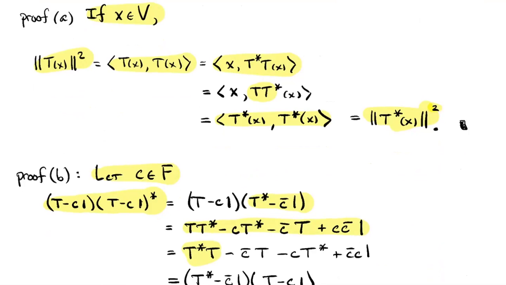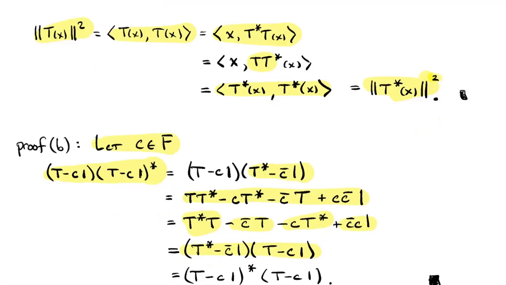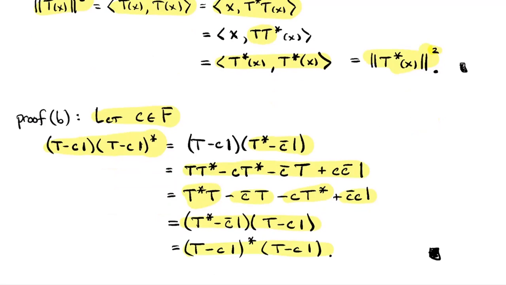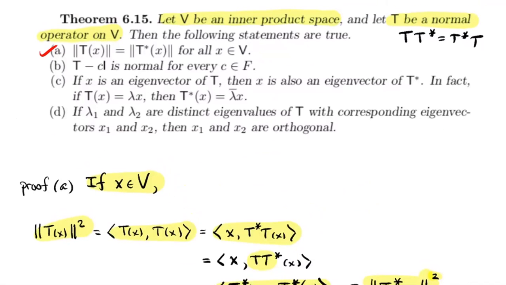The minus C bar times T I put here, minus C times T star I put there. C bar commutes with C, and then just kind of refactor it. Use the property of adjoints one more time, and there you go. I've shown that this operator composed with its adjoint is its adjoint composed with it. That's what normal means. Kind of doing some super scrolling here. Hopefully you're not getting seasick, but that proves B.